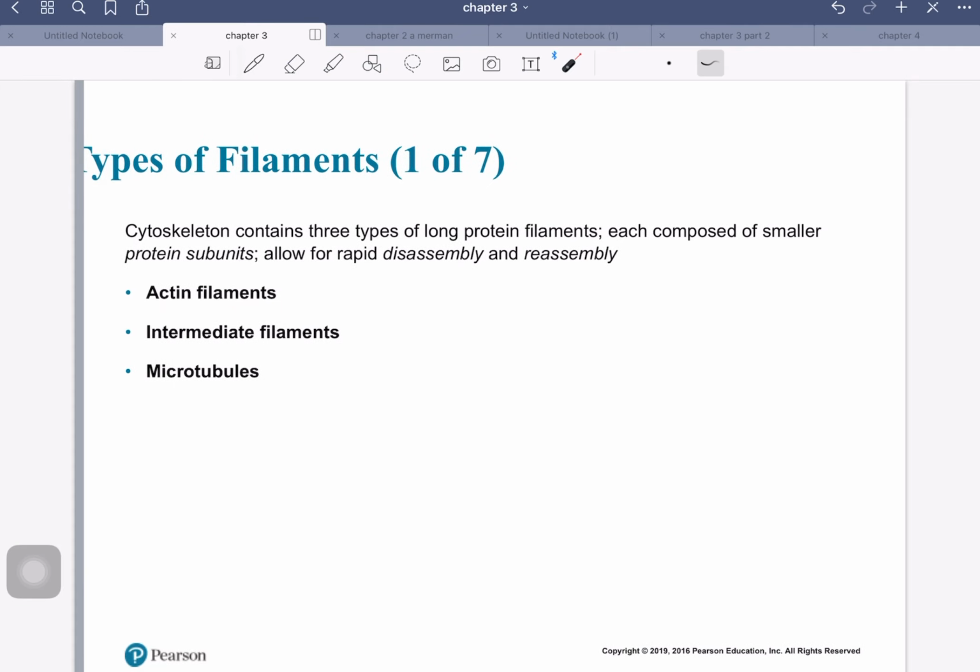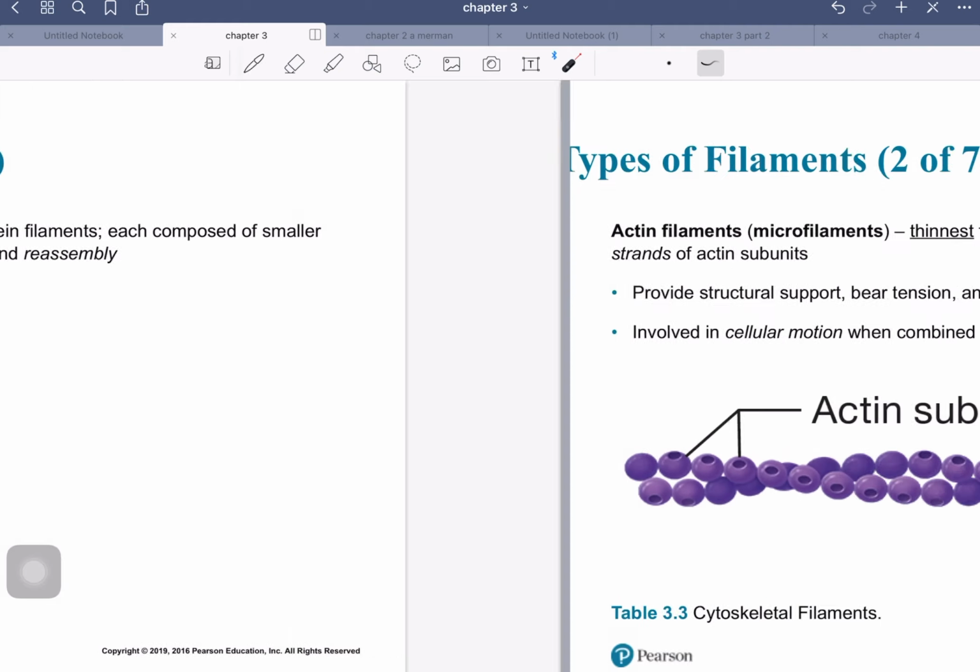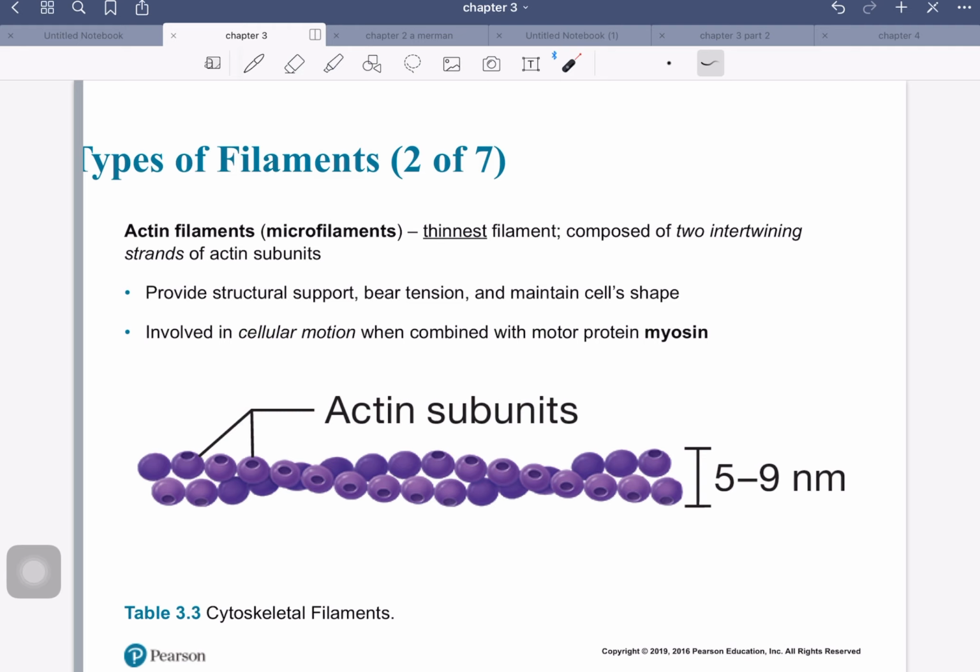Now let's have a look. What are the components of the cytoskeleton? Now there's different types of filaments, and we're going to have a look at them. There's actin, there's intermediate filaments, and there's microtubules. So these are three types of long protein filaments that are made of smaller protein subunits, which means they can be built up and taken down quite quickly. They can be rearranged. So let's start by looking at actin, and we'll come back and see actin in some of its specialized roles, such as muscle contraction, in future chapters.